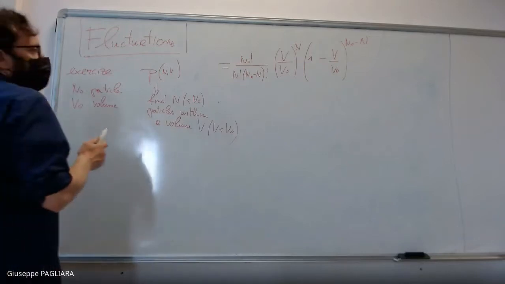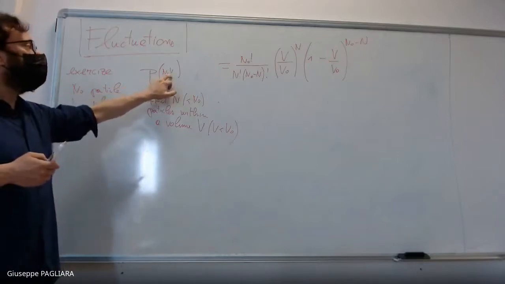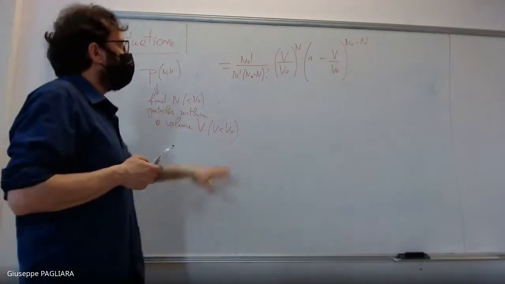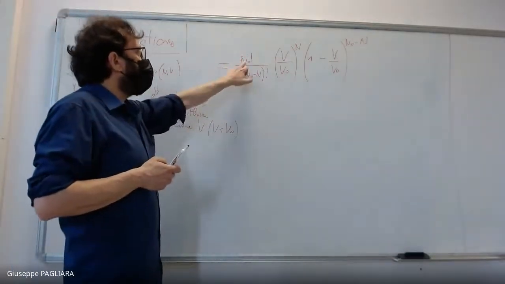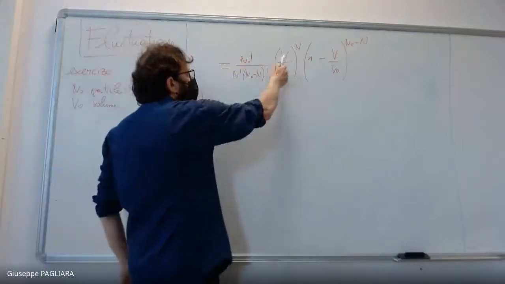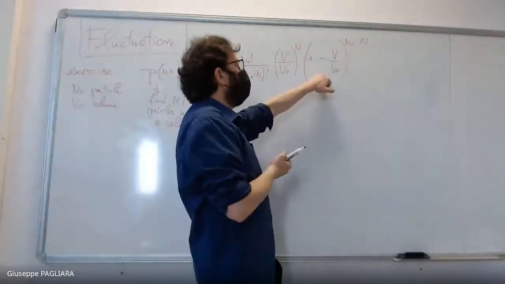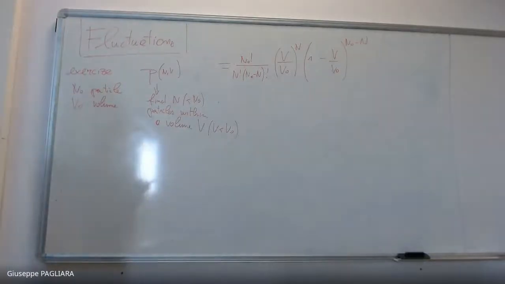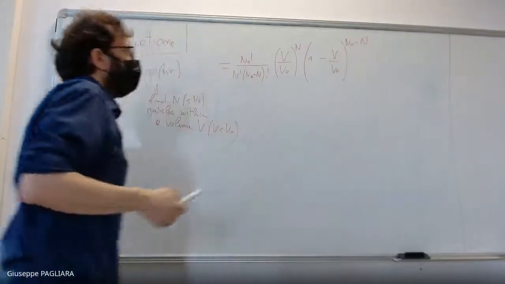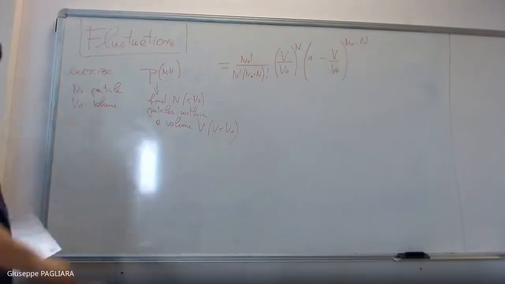So I'm asking myself, what is the probability of finding N particles in a volume V, where N is smaller than N0 and V is smaller than V0. So this is the number of ways of picking N particles from N0, which is the binomial coefficient. This is the probability of finding N particles in the volume V, and this is times the probability of finding the rest of the particles, which is N0 minus N, in the rest of the volume. Okay. So this is general, okay?